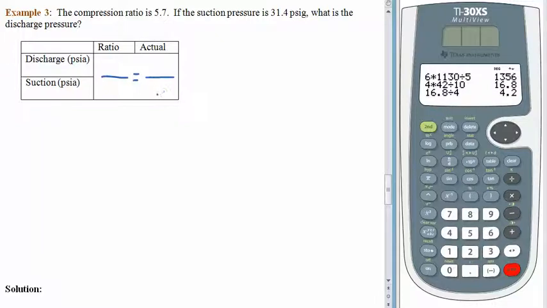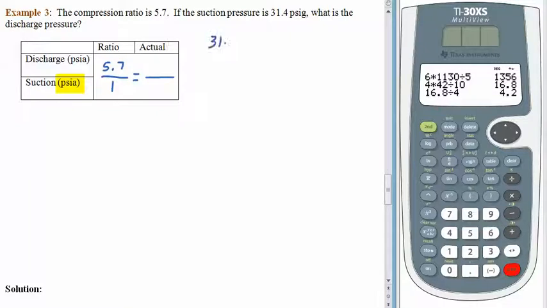This compression ratio of 5.7 means we have 5.7 psia in discharge pressure for every 1 psia of suction pressure. So we can instantly make that fraction. Let's see, suction pressure is 31.4 psig. Now don't write 31.4 down here. That's not where it goes. It is sort of where it goes, but we have to be careful of these units. Remember that with compression ratios, we need psia.